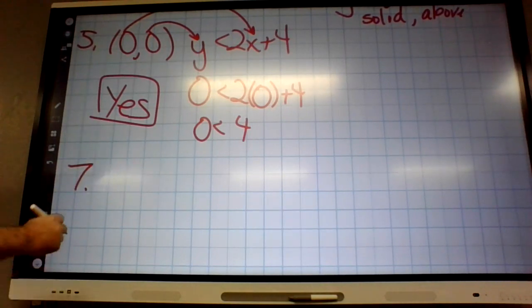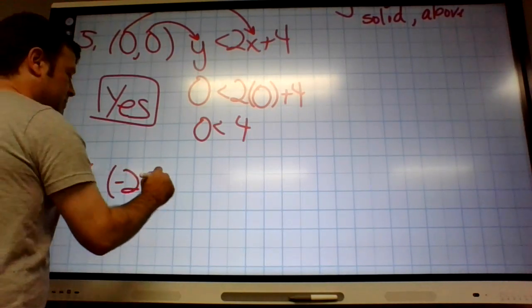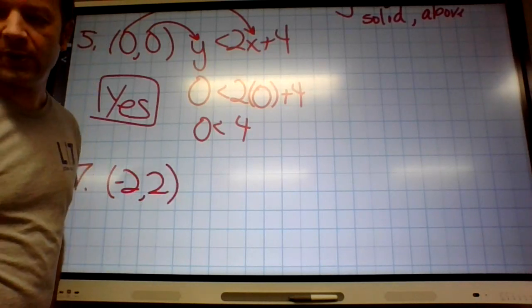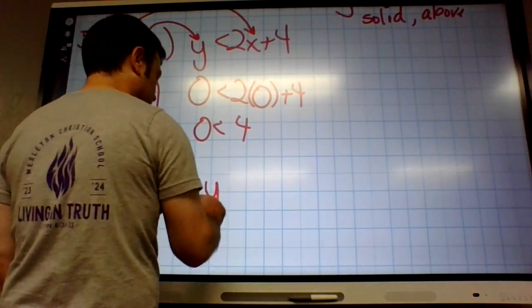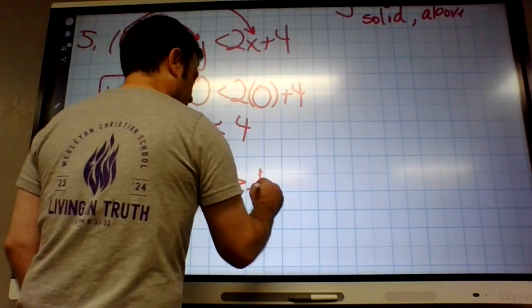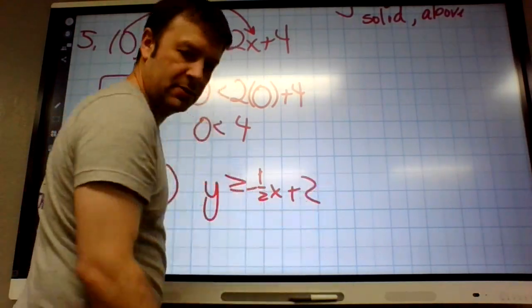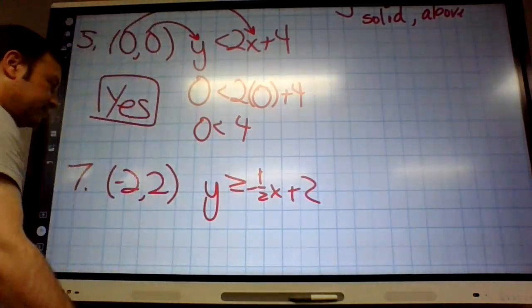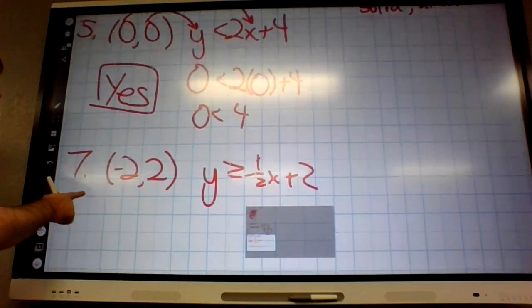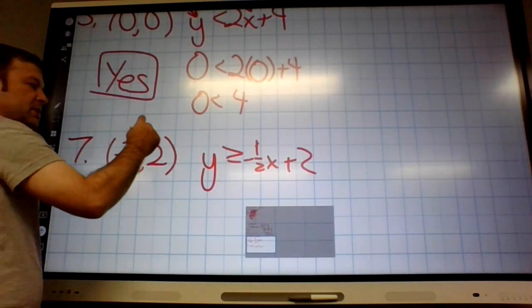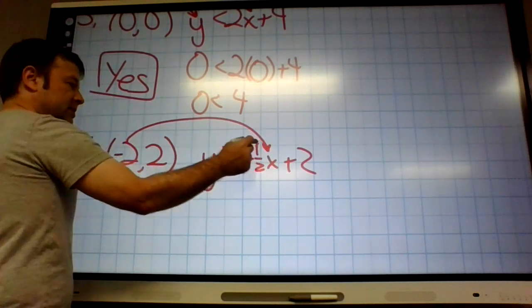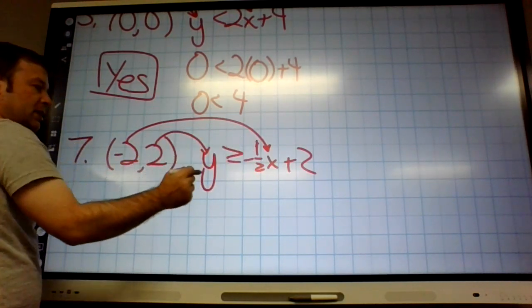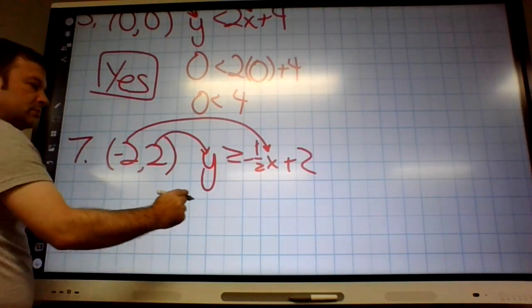Number 7 is negative 2, 2, and y is greater than or equal to 1. Alright, did I do that right? Yeah. Okay, same thing. Remember that the first coordinate is the x coordinate. The second one is the y. So what's the midpoint?